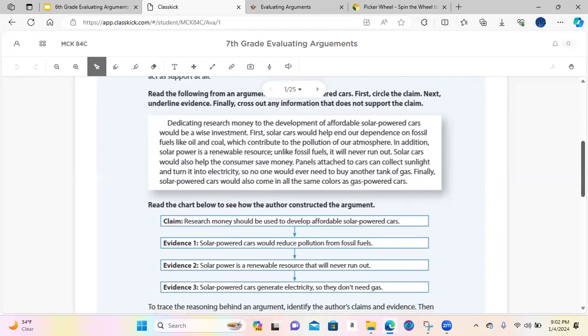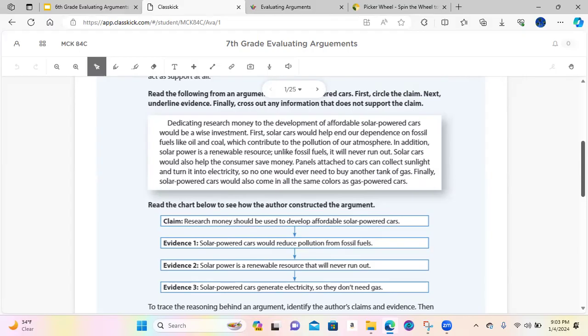So we're going to read the paragraph, and then we're going to circle the claim, underline the evidence, and cross out any information that does not support the claim. It says dedicating research money to the development of affordable solar-powered cars would be a wise investment.